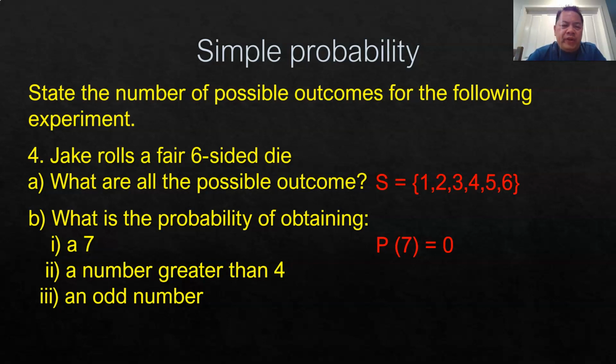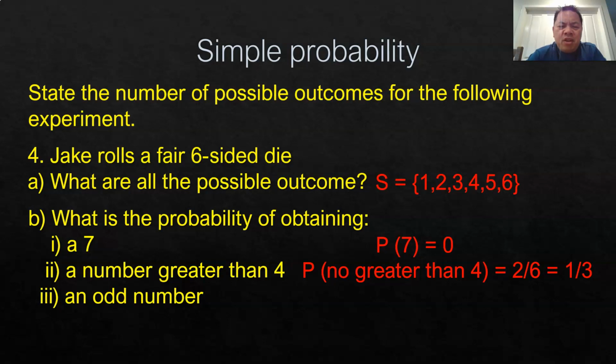What about a number greater than 4? So what are the numbers greater than 4 when you roll a die? So you have 5 and 6. So based on the formula, the favorable outcome is actually 2 out of the total possible outcome, which is 6. So which is 2 out of 6. When you simplify, you get 1/3.